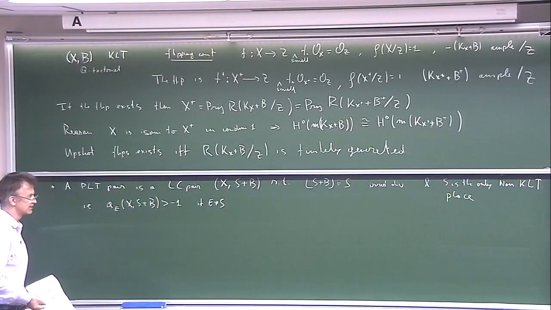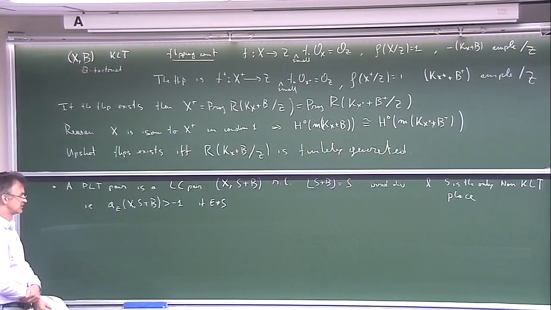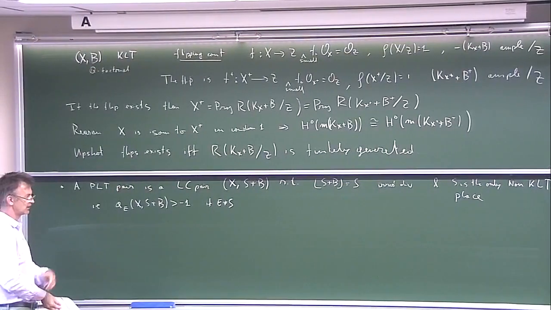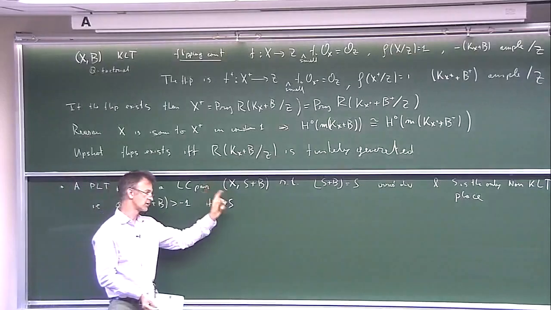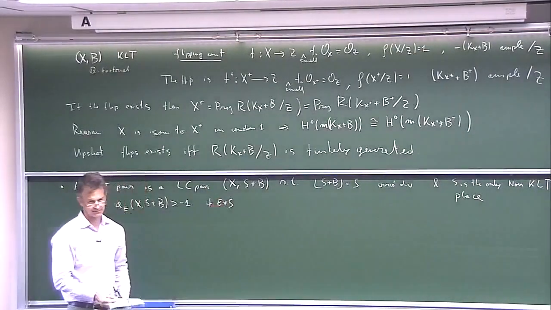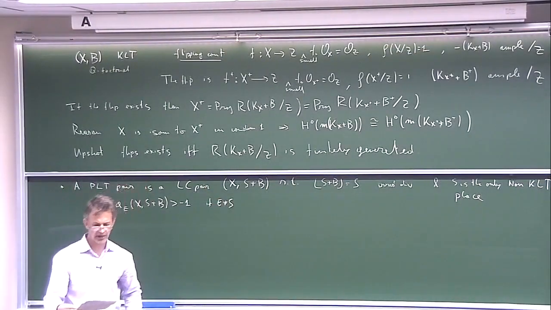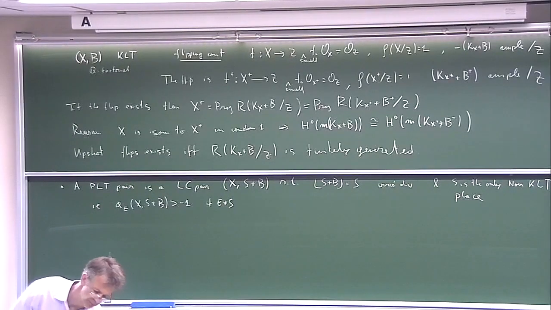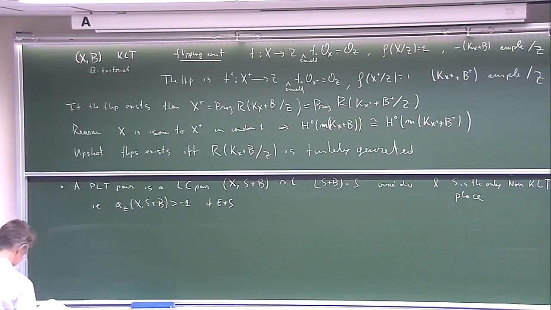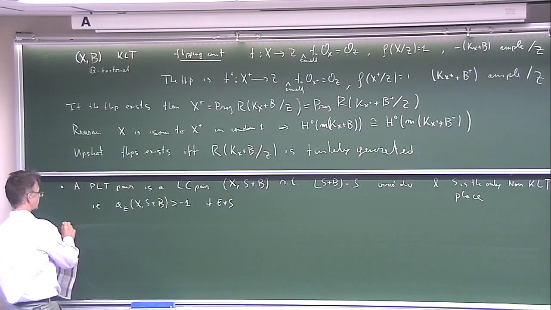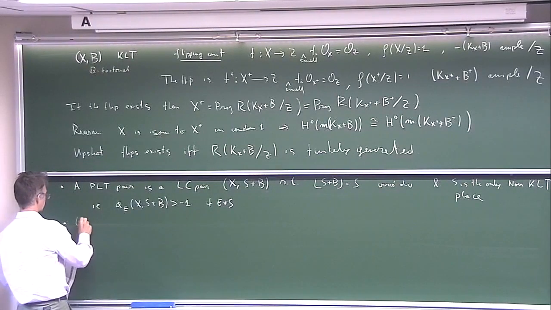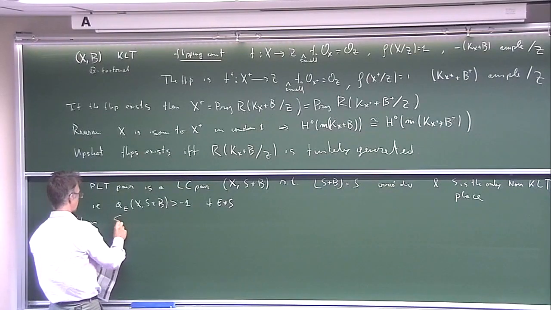So in other words, the pair is failing to be KLT, but it's only failing for one exceptional divisor, this divisor S. Okay, so it's as close to KLT as it can be without being KLT, pretty much. Then it's very natural. So then we have the following claim that S is normal.